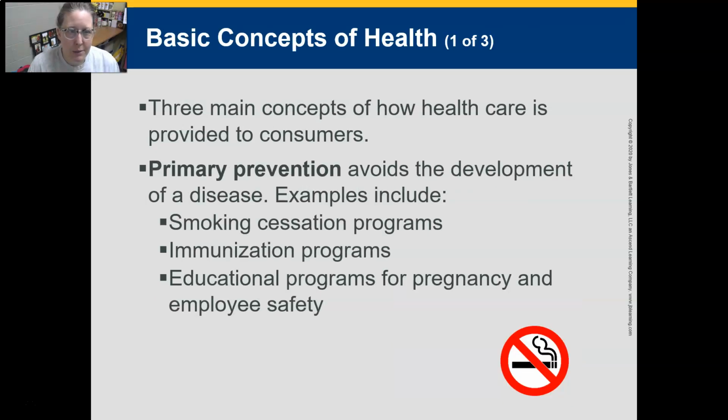So there are three main concepts of how healthcare is provided to consumers. The first one is primary prevention. Primary prevention avoids the development of disease. Examples of primary prevention include smoking cessation programs, immunization programs, and educational programs for pregnancy and employee safety. So the idea is to keep a disease from developing, to keep a person from getting sick. And public health is concerned a lot with primary prevention.